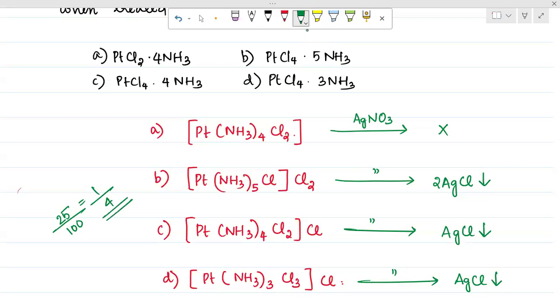Which one is the correct answer? Option D, no doubt. There are 4 Cl in the system, out of which only 1 is being precipitated, meaning 25% is what is being precipitated. Easy. Option D is the correct answer.